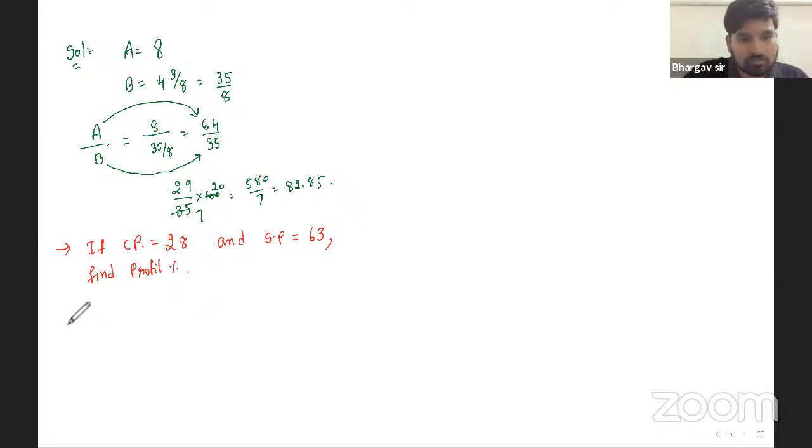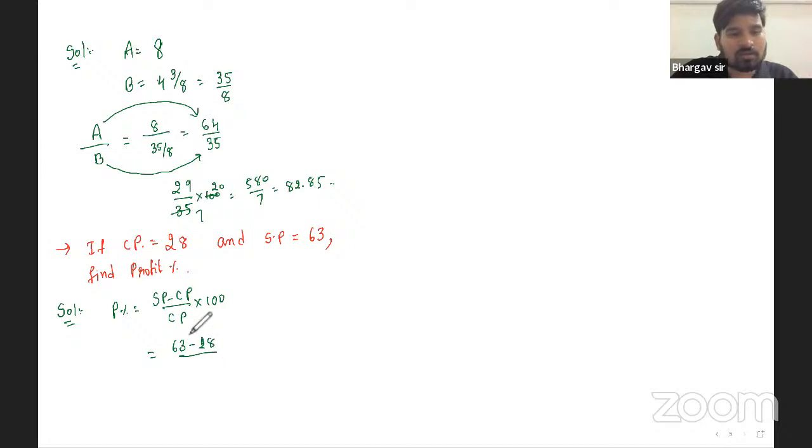The procedure is easy. Right? Profit percentage का formula क्या होता है? Profit percentage is equal to selling price minus cost price upon cost price into 100. ऐसा लिख के आप profit percentage पहचानते हो, right? Selling price कितना है? 63. Cost price कितना है? 28. Cost price कितना है? 28 into 100. उसके बाद 63 minus 28 कितना है? 35. 35 upon 28 into 100.